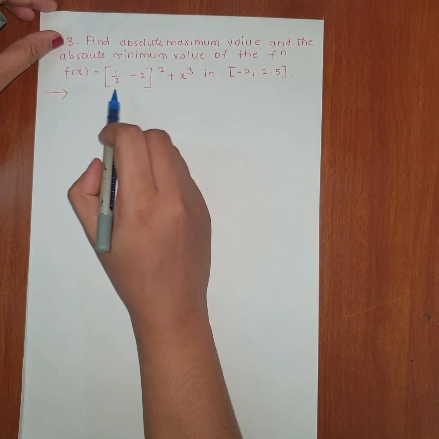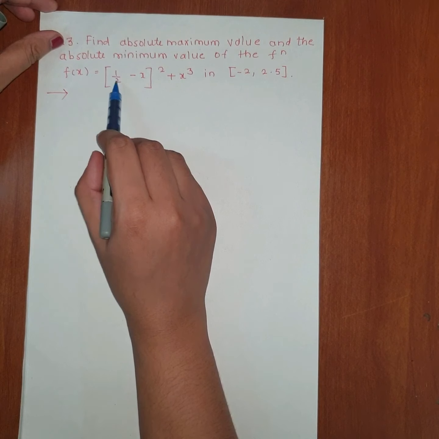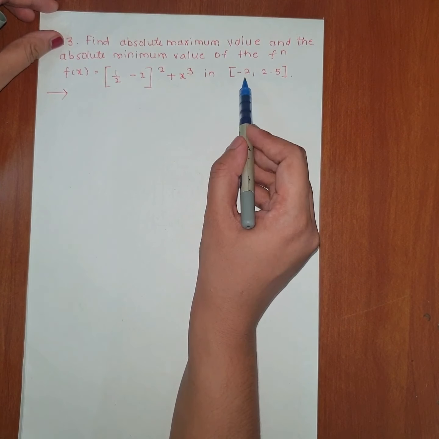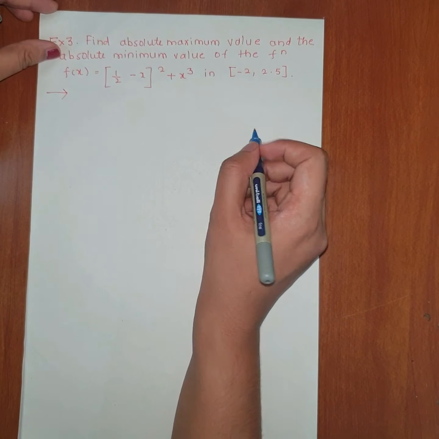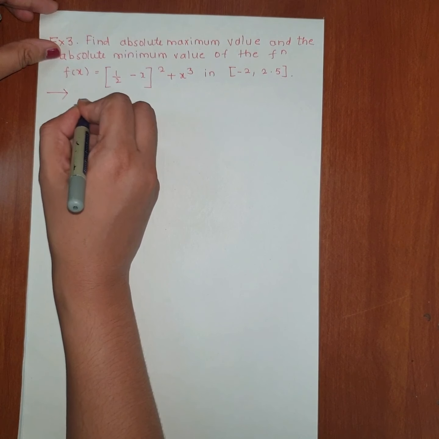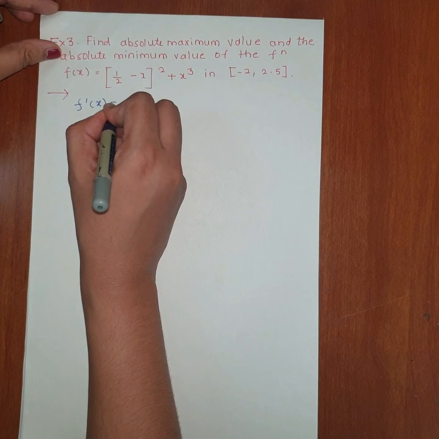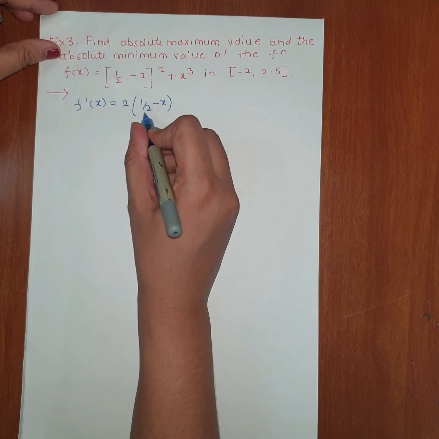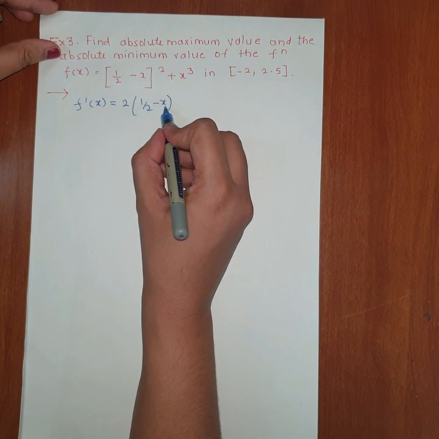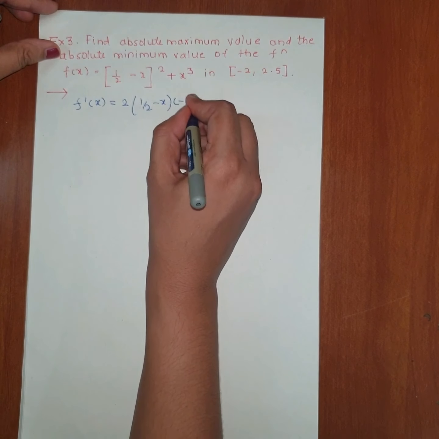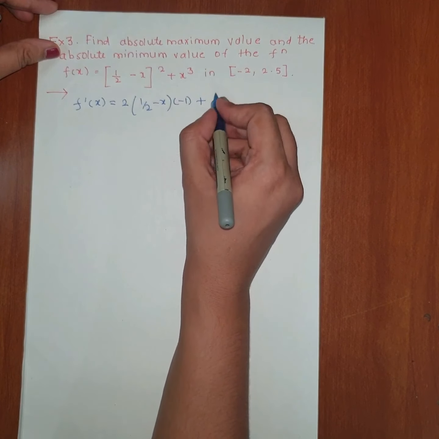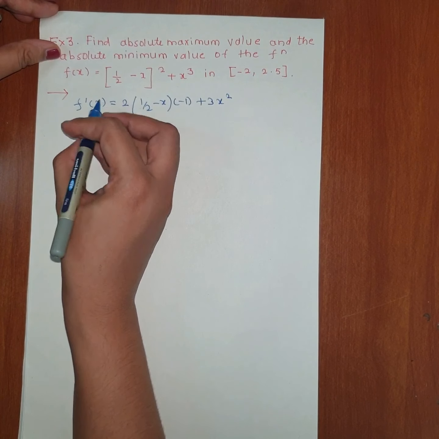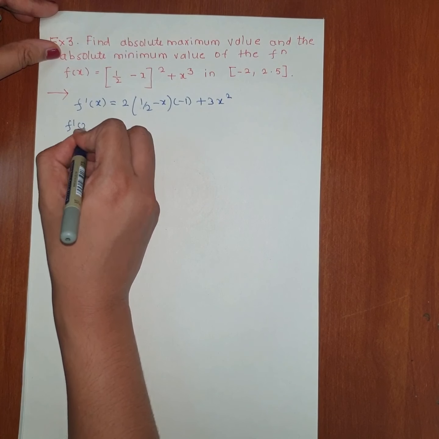Now our last example is the function f of x equal to (1 by 2 minus x) bracket square plus x cube in the interval minus 2 comma 2.5. So what we do, first we take the derivative of f of x, which is equal to 2 into (1 by 2 minus x). The derivative of the constant is 0 and the derivative of minus x is minus 1, plus the derivative of x cube is 3x square. Now we equate f dash x equal to 0.